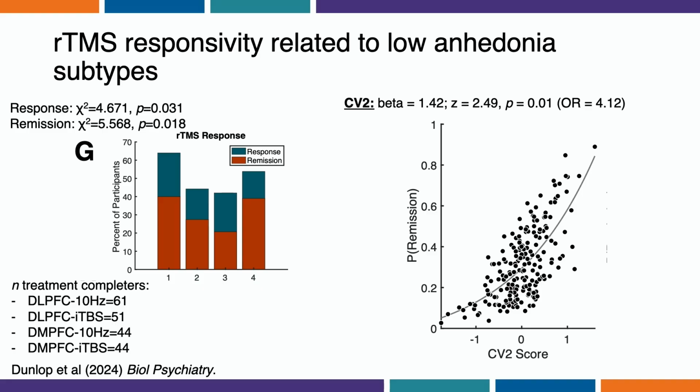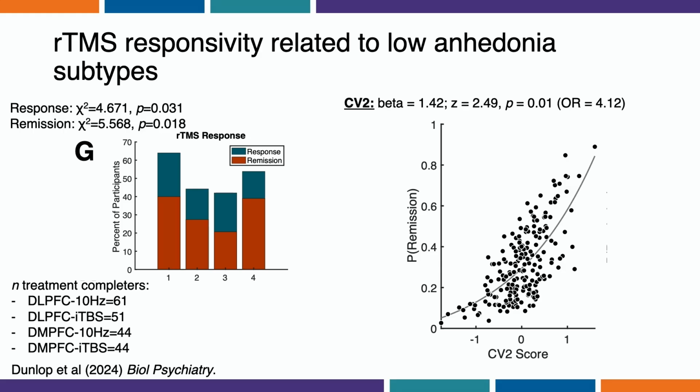So you can see subtypes 2 and 3 here having lower response and remission rates relative to subgroups 1 and 4. And this is also depicted continuously across the anhedonia dimension as a logistic regression with remission rates.